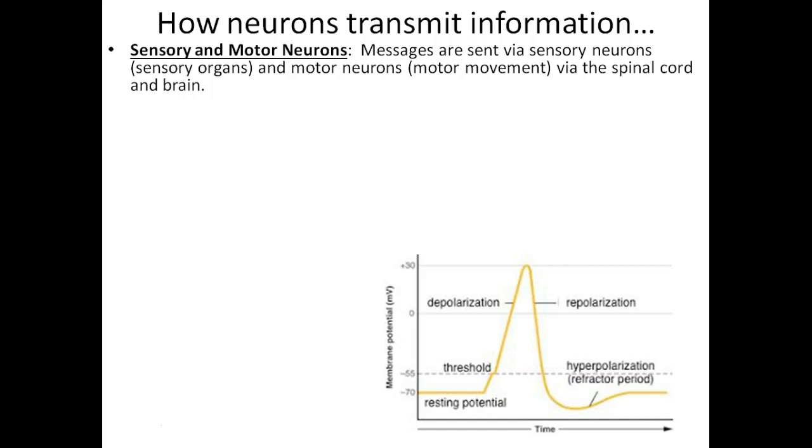There are three kinds of neurons, two that we focus mostly on, and that's sensory and motor. Sensory helps pass messages about senses, whereas motor helps pass messages about movement via the spinal cord and the brain.